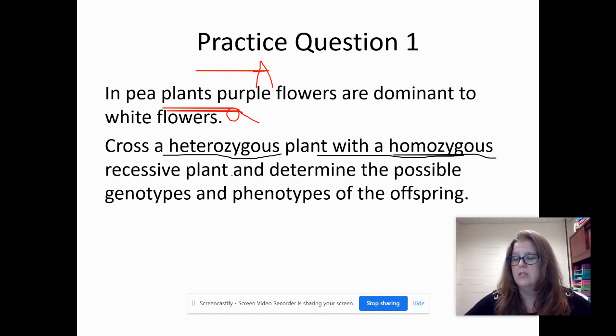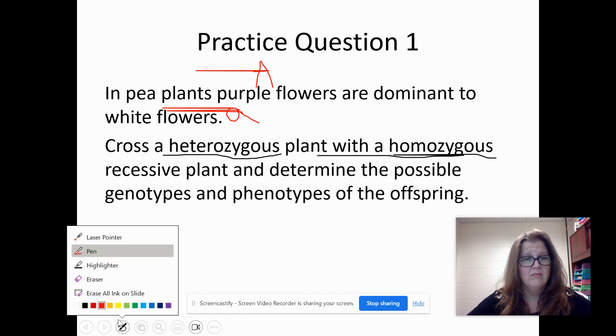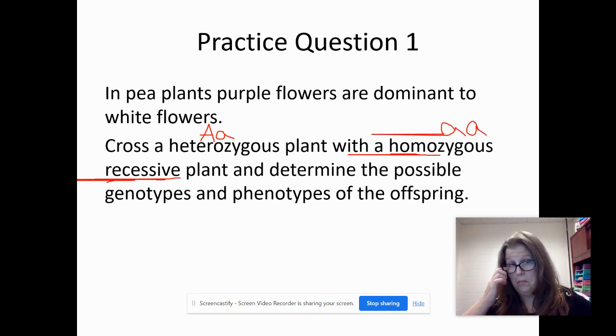In our heterozygous plant, that means their genotype is going to be different. Hetero means different. Let me erase all that and start over here. So our heterozygous plant is going to have one dominant allele and one recessive allele. And our homozygous recessive, remember, homo means same, and we're told both of them are recessive. So that means they're going to be little a, little a.